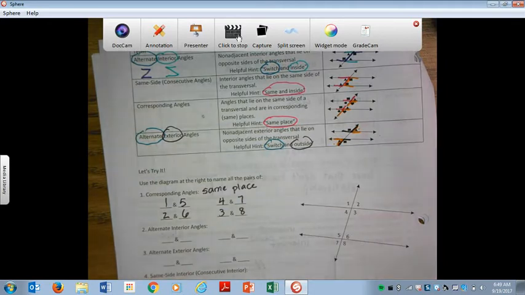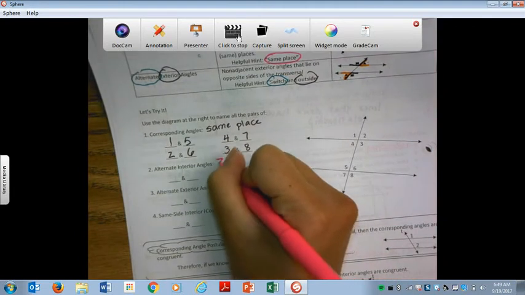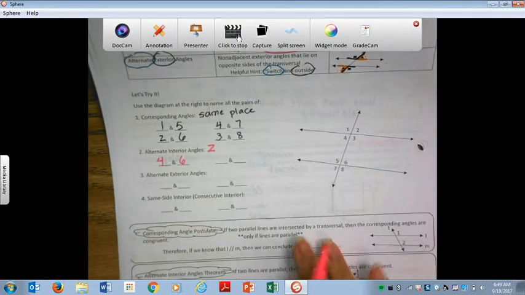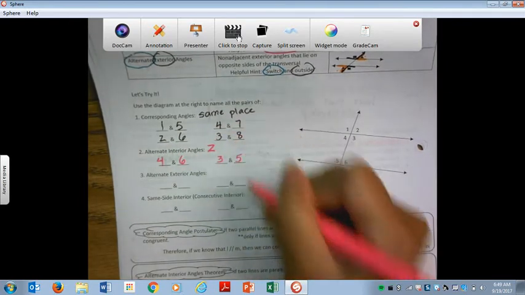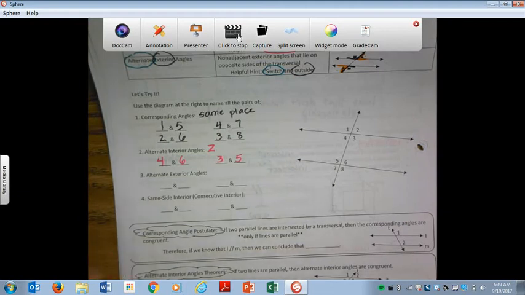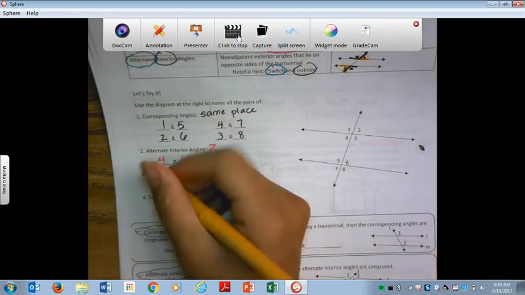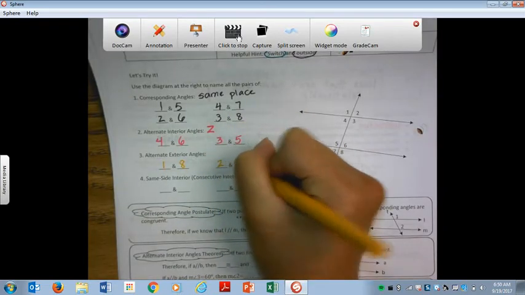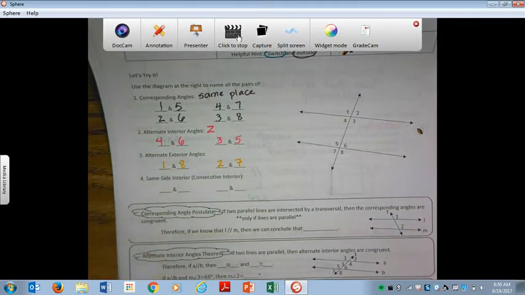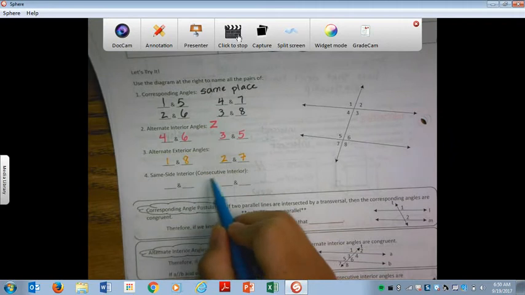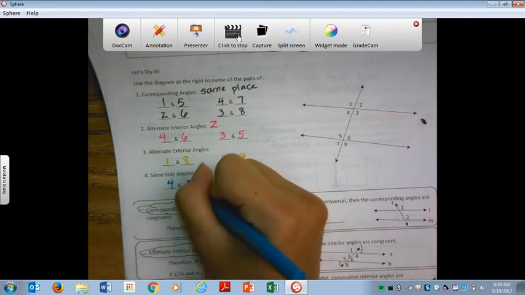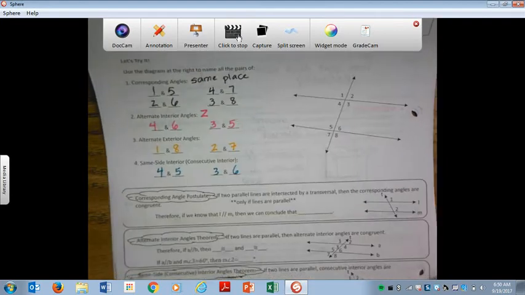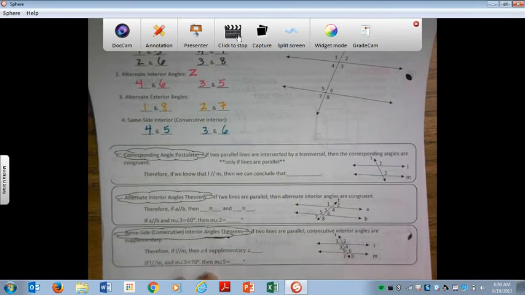Alternate interior angles. Remember, these are the ones that create that Z. So you've got 4 and 6 and 3 and 5. Now, alternate exterior angles. You've got 1 and 8, and you've got 2 and 7. And then finally, same side interior or consecutive interior, you've got 4 and 5, and you've got 3 and 6. Now, let's examine the rules that go along with this.